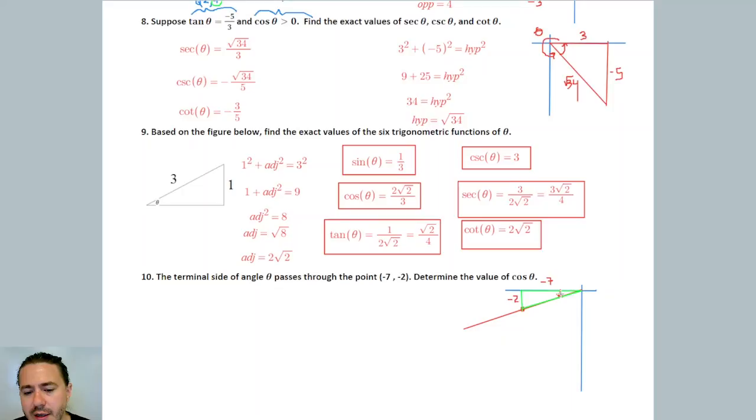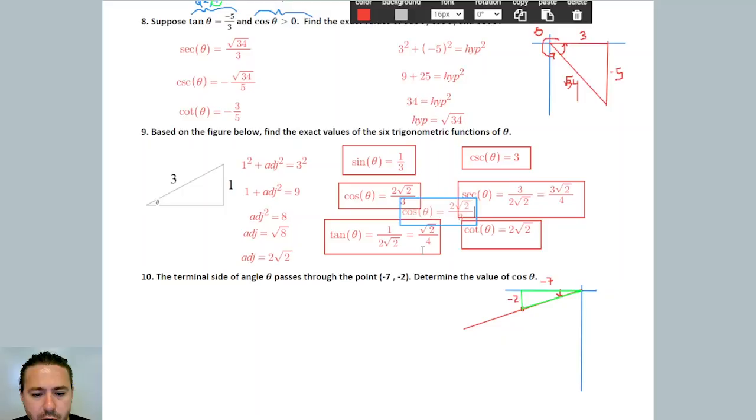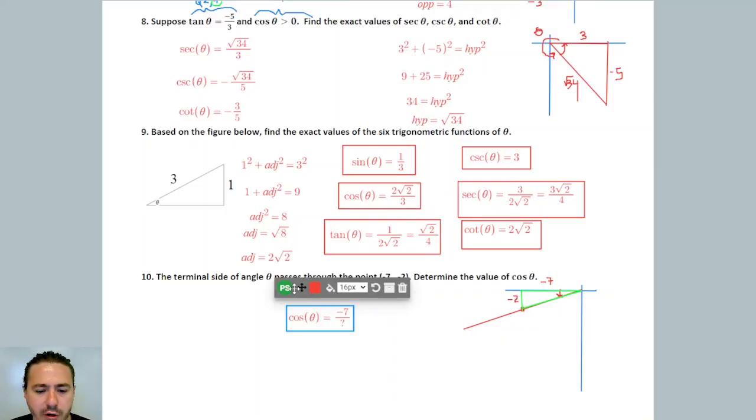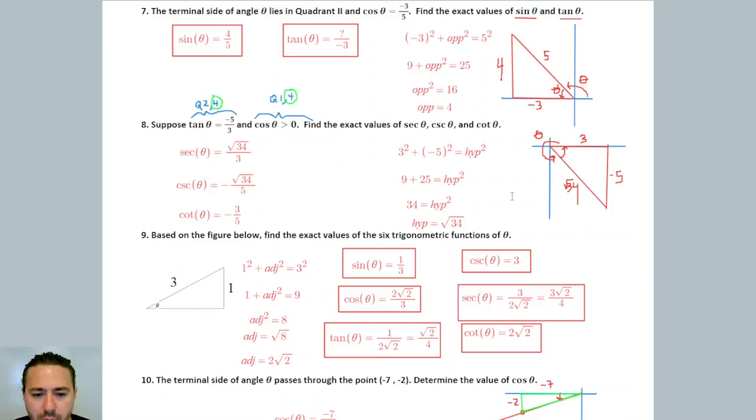So we know that cosine of theta is going to be the adjacent, which is the -7, over the hypotenuse, which we do not know yet. So I'm just going to put a little temporary question mark there. Once we find that, we're done. So let's go back up to where I did that before, the Pythagorean theorem, and I'm looking for the hypotenuse. So I'll steal this work over here.